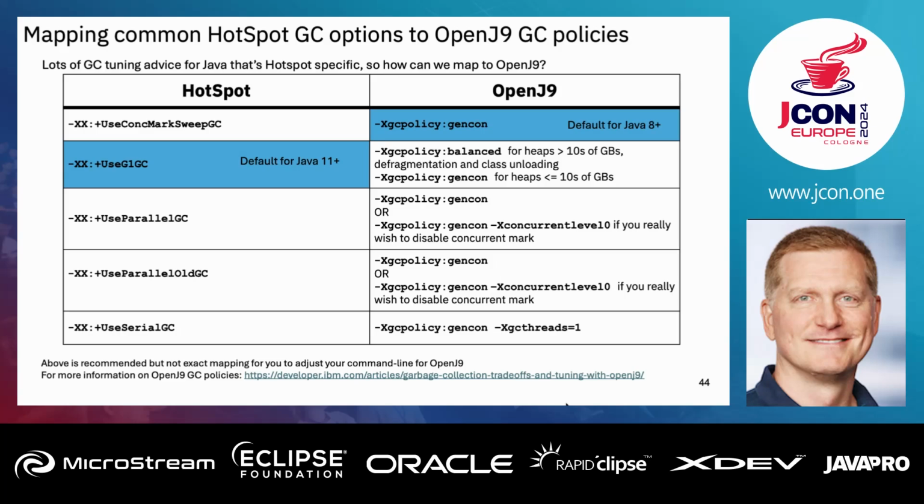I mentioned that there's some option mapping between HotSpot and OpenJ9. This is the sort of major GC policies in HotSpot and how they translate to OpenJ9. We do as many of these automatically as we can, but for some of them we don't know what you want to do with serial GC, for example, or use parallel old GC. I don't know how many people are using some of these other GC policies, but this is one way to map across from HotSpot.